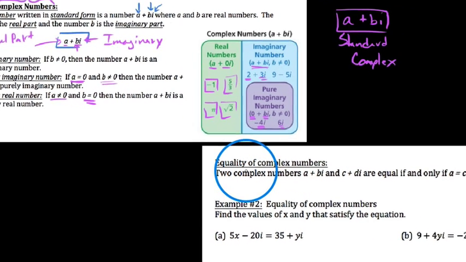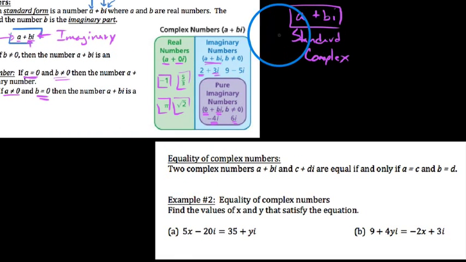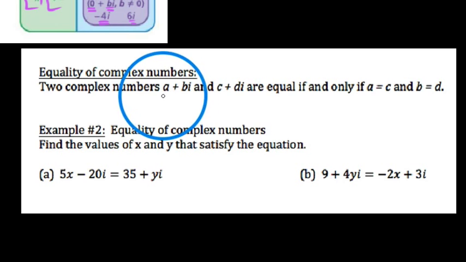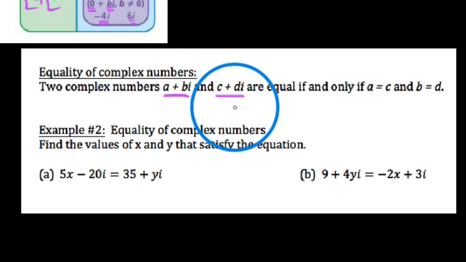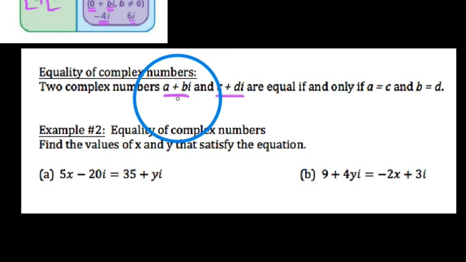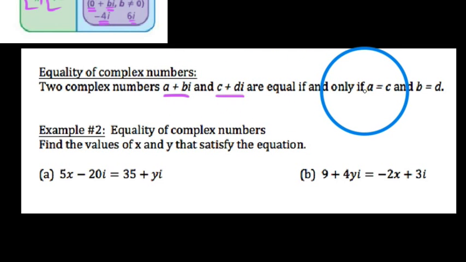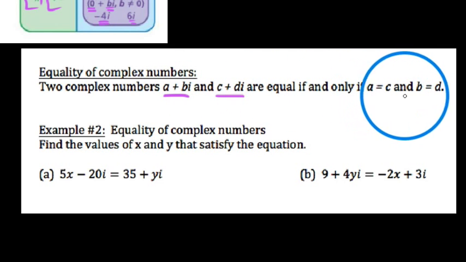So the only thing I want to mention here in this video, besides the fact that complex numbers in standard form are written in a plus bi form and have both real and imaginary parts, is the equality of two complex numbers. If I had a number a plus bi, and a different complex number in standard form, c plus di, these are equal if and only if a is equal to c and b is equal to d.